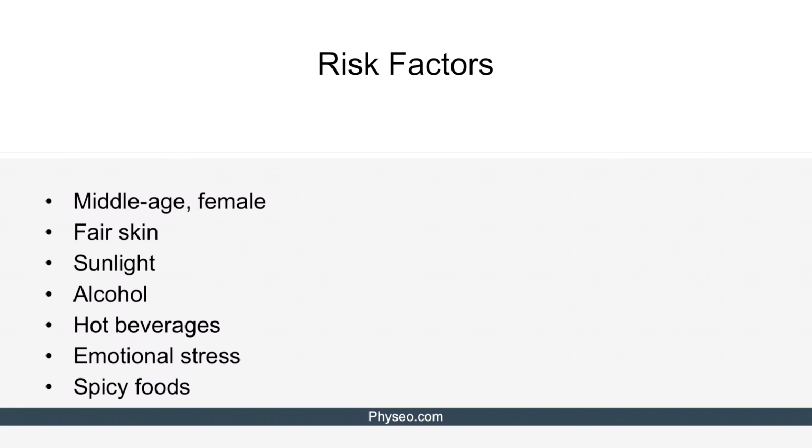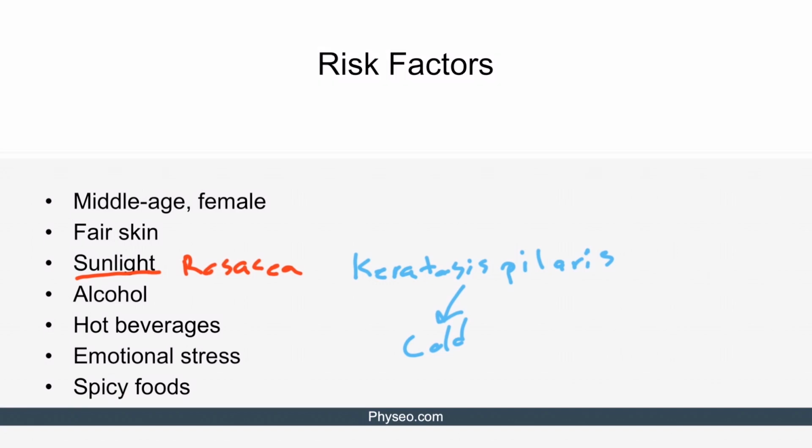Each of the other items listed on this slide may trigger a worsening of the rash. This includes sunlight, alcohol, hot beverages, emotional stress, and spicy foods. The exacerbation of this rash in the heat is in stark contrast to the rash of keratosis pilaris. This is a rash that is often brought on by the cold. It is most commonly seen in children as small papules appearing on the back and upper arm.